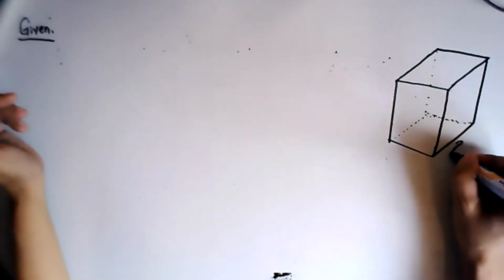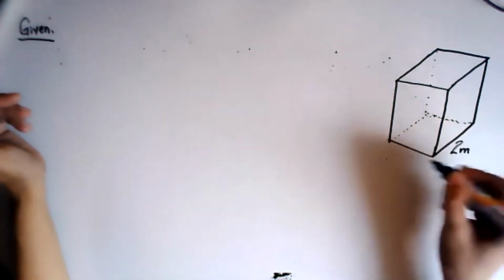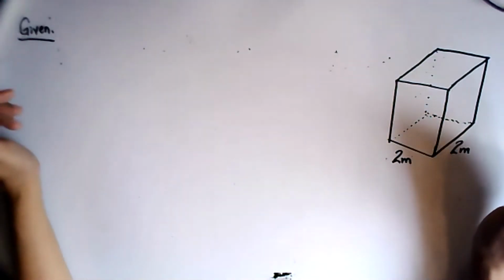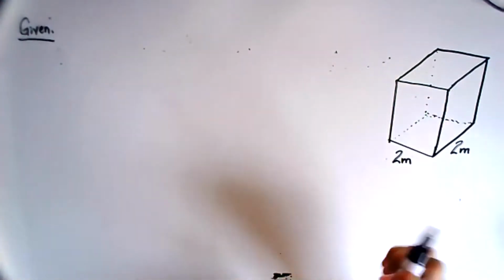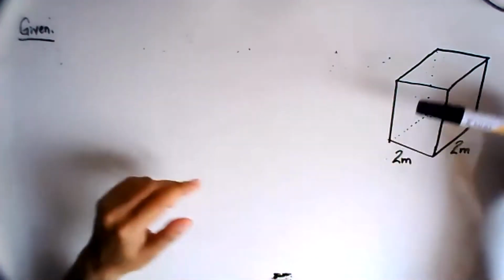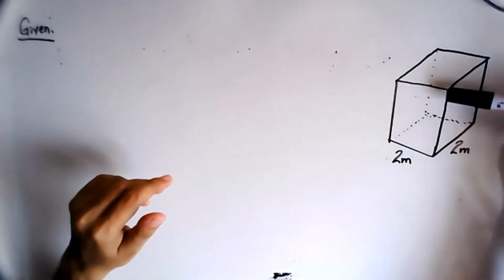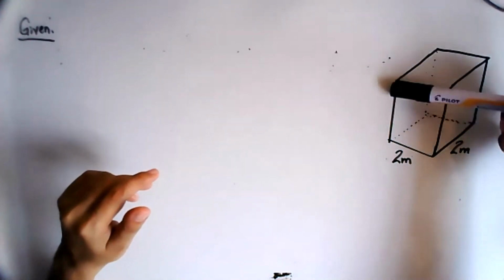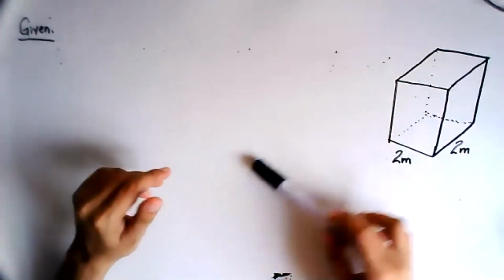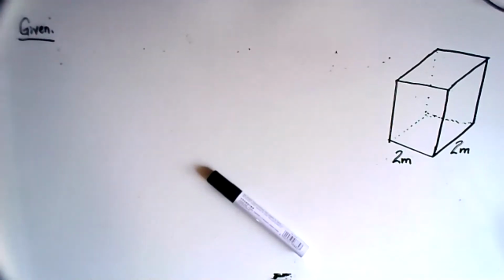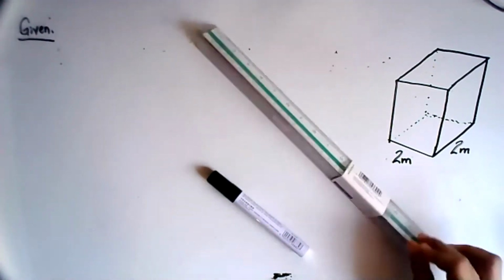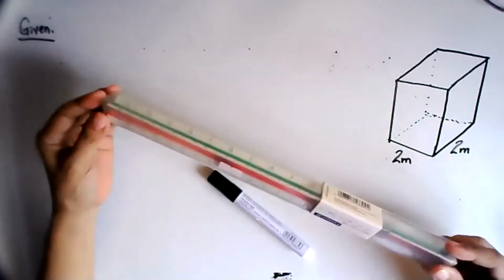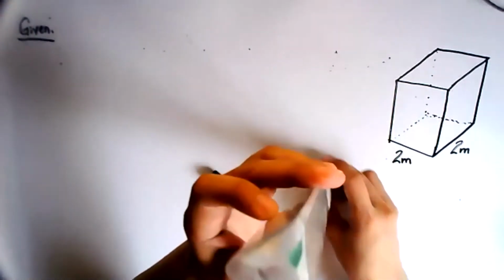According to the problem, the base edge of the regular prism is 2 meters. So, we are going to draw here 2 meters. And this is also 2 meters. And the lateral edge, if we are going to talk about lateral edge, these are the lateral edges. These are the lateral edges. This is the lateral edge of a regular rectangular prism. This is an example of a triangular prism.